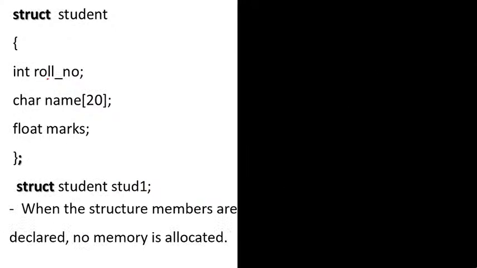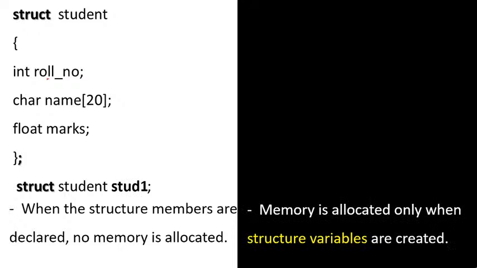Now we'll see this. That is, no memory will be allocated when a structure is created. So in arrays, if you remember, if I create an array of 1000 elements, then memory for 1000 elements is reserved, depending on what the data type is. Let's say it's integer, then 4000 bytes of memory will be stored.